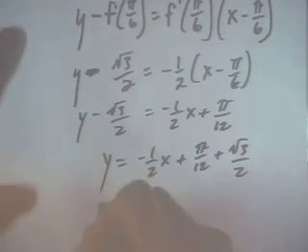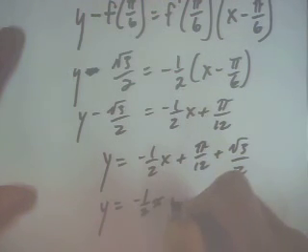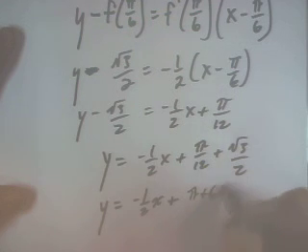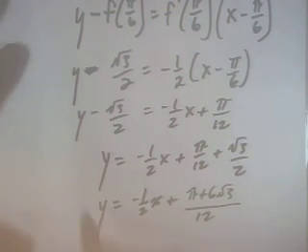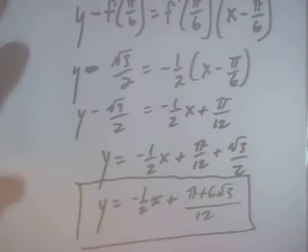You might add the constants so that you have only one fraction. I'm not sure this last step is worth it, but that would be pi plus 6 square roots of 3 over 12. And there's the equation of the line that is tangent to cosine of x when x equals pi/6.